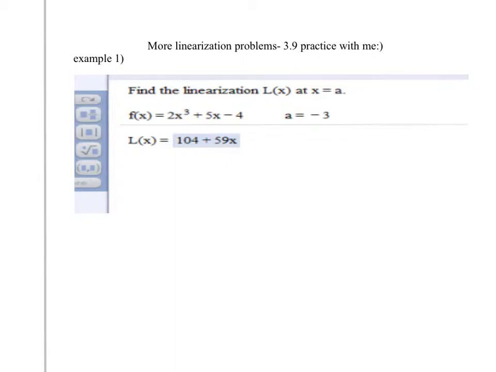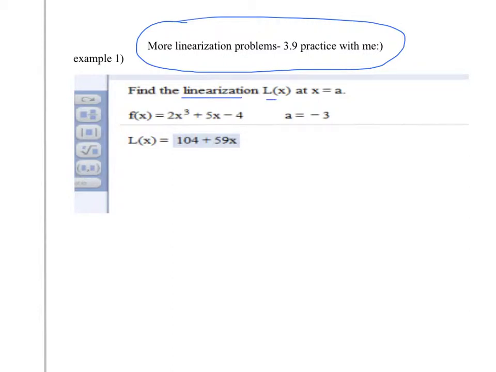Okay, so I feel like we need more practice on linearization problems, section 3.9. I wanted to do just two problems with you that I've snipped from the online textbook. I think these examples are not too complicated, so we can begin to wrap our heads around the concept of linearization, and I'll really try to explain it better than I think I did in class.